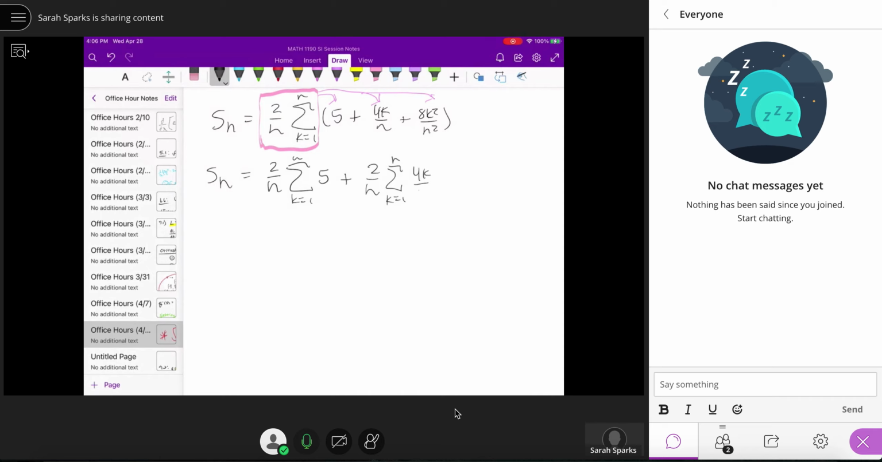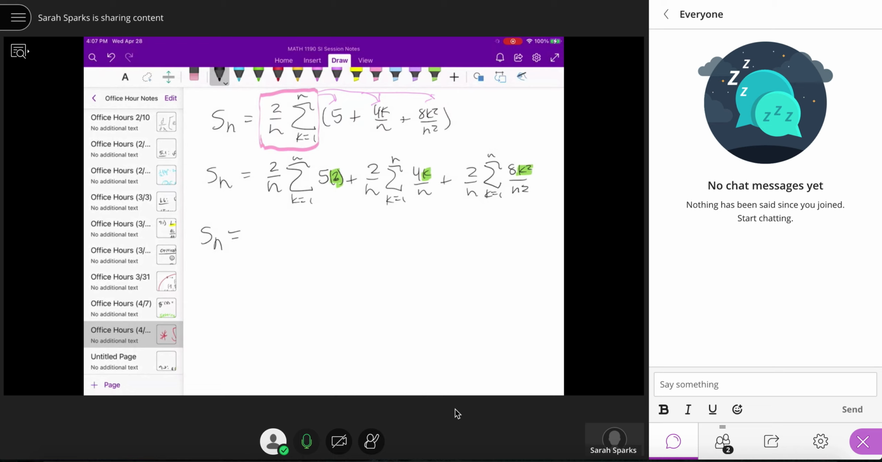of 4k divided by n plus 2 over n times the summation of 8k squared divided by n squared. So everything that's not one of those things that we learned, right? So our 1, our k, and our k squared, anything that's not those, we're going to factor to the outside of the summation.